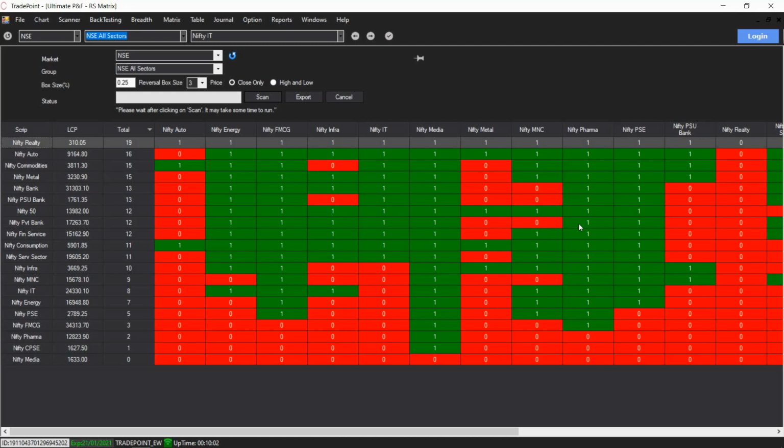If there is a divergence, if there's no confirmation, then you should investigate more. Maybe you should look at the price chart, and then you can decide whether it is in a corrective mode, or you should wait for that sector to move up.